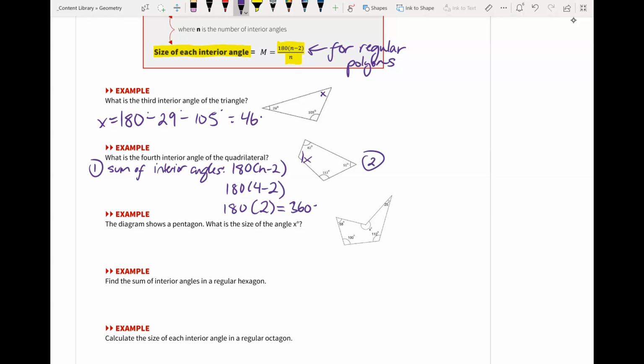All right, then our next step is just to find x. And we can do that with a similar method as the previous example, where we take the total sum of the interior angles and then subtract the other angles that we already know. So the three that we know are 82 degrees, 113, and 51. So after we subtract those, we're going to get 114 degrees.